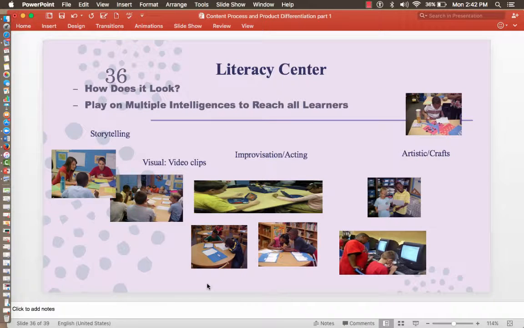All right, so your literacy center, what's it going to look like? All right, so look at multiple intelligences to answer this question. You're going to look at storytelling, video clips, improv or acting, artistic and craft. So you can look at any one of these areas to do your 2 short activities.